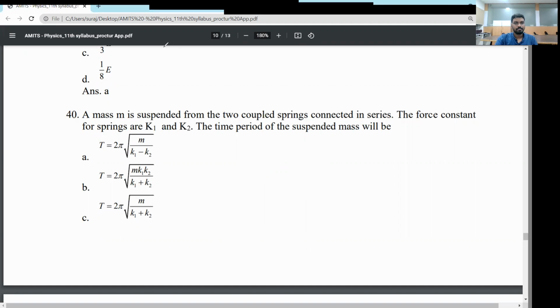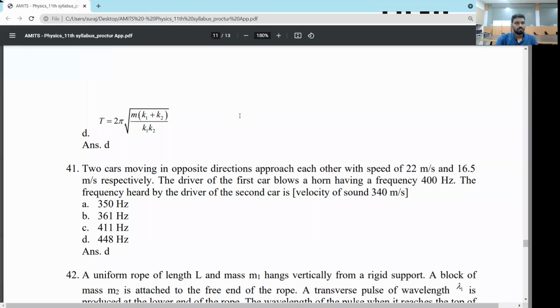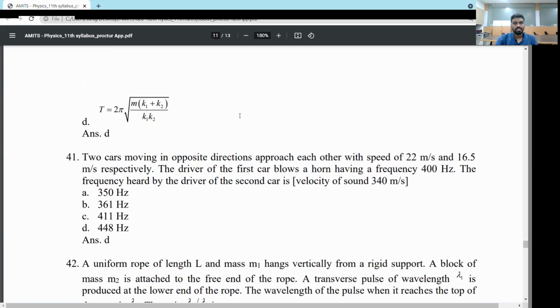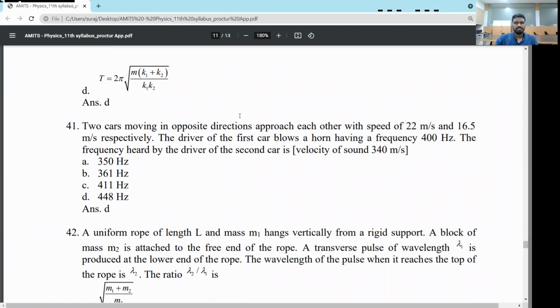Question number 41. Two cars moving in opposite direction approach each other with speeds of 22 meter per second and 16.5 meter per second respectively. This is a 2017 NEET question. The frequency of the horn of the first car, f0, is given as 400 hertz. This is velocity of source, this is velocity of observer. Frequency heard by the driver of the second car.